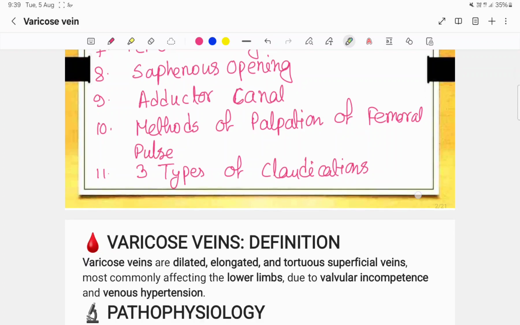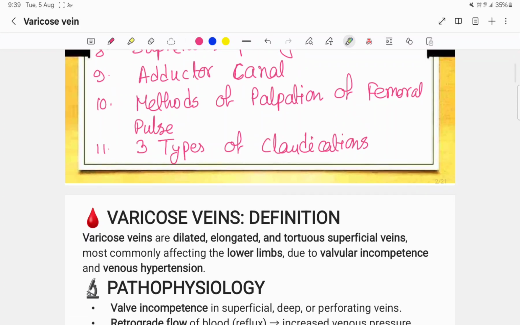Now, what are the three types of claudications? These are venous claudications, arterial claudications, and neurogenic claudications. The venous claudications are present in case of varicose vein.